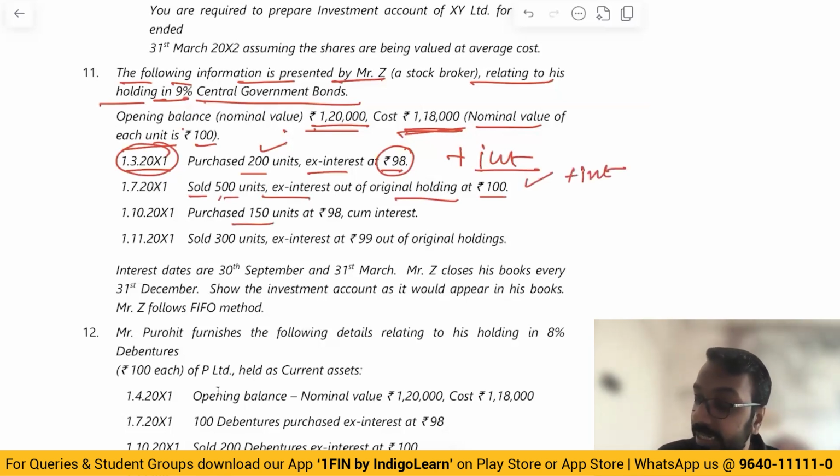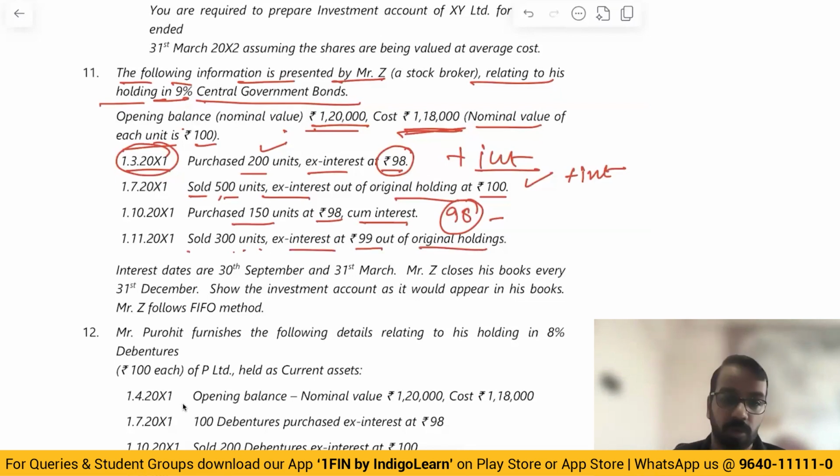Purchase 150 units, 98 cum interest. Now here what it means is total value paid is 98. And from this we'll remove the interest component and account for it separately, right? Then sold 300 units ex interest at 99 out of original holdings.